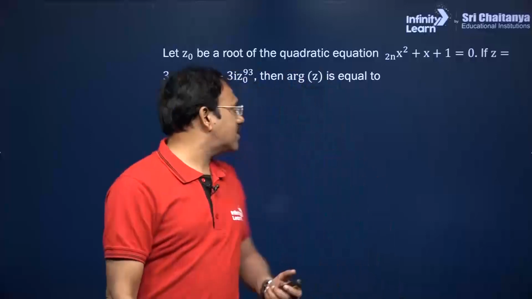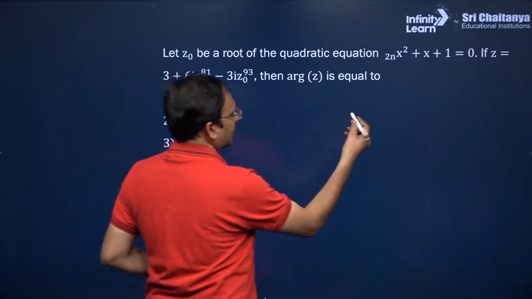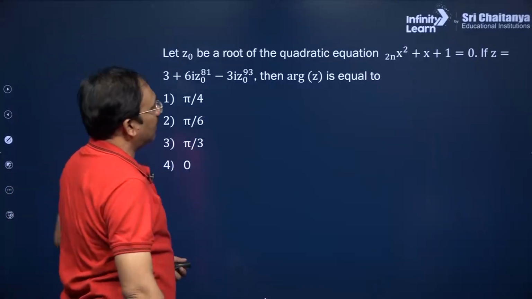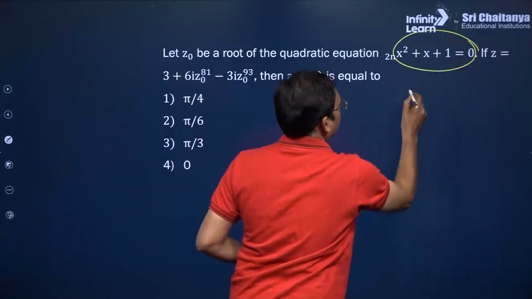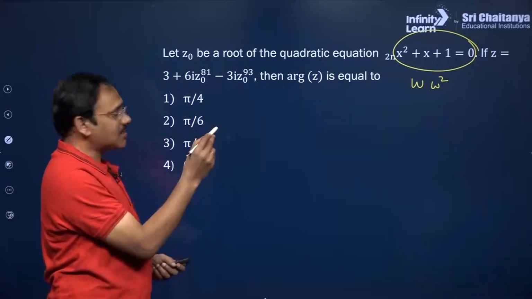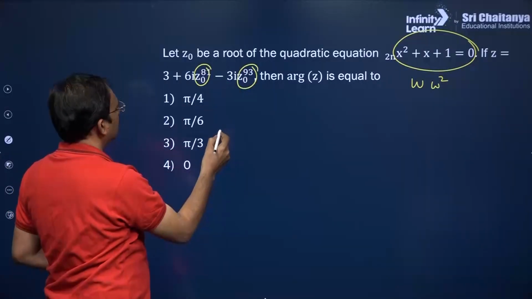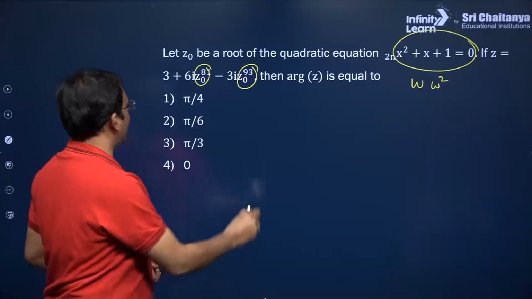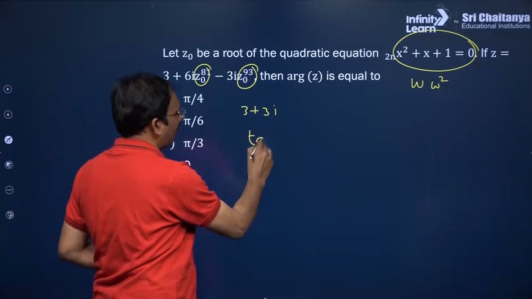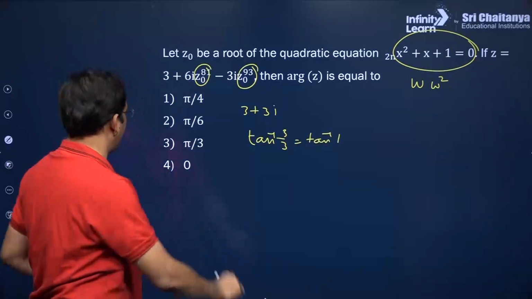See the first question, dear students. Z naught is the root of this quadratic equation, which is x square plus x plus 1 equal to 0. Undoubtedly, I think you know this particular equation's roots are omega, omega square, right? Now Z naught is the root, omega power 81 is 1 because 81 is a multiple of 3. This is also 1. So this is 3 plus 6i minus 3i, which will become 3 plus 3i. So the argument of this is tan inverse of y by x, which is 3 by 3, which is tan inverse 1, my dear friends, and hence it is pi by 4.